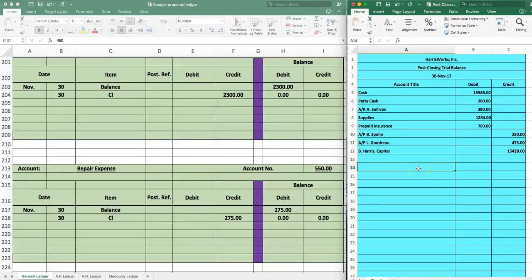The last step here, obviously, is just to make sure that debits equal credits.